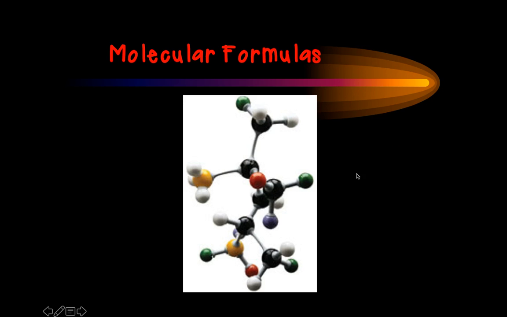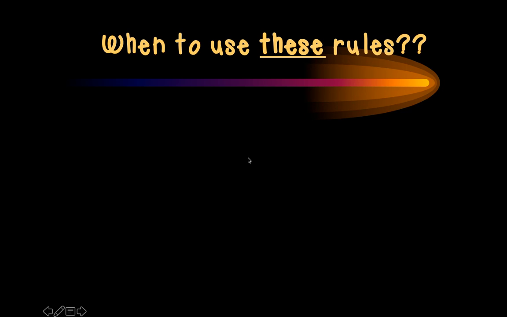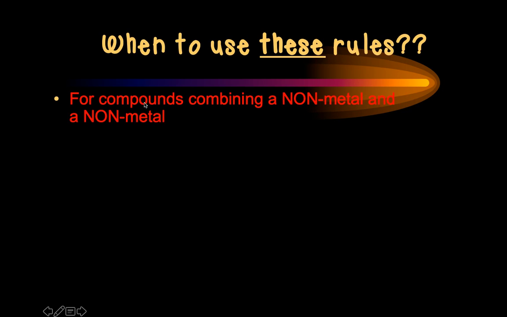All right. So the next part of our notes is, well, what if it's not an ionic compound or an ionic formula? What if it's a molecular formula? What if there's covalent bonding happening? So that's what this picture is showing. These would be covalent bonds instead of ionic bonds. So when do we use these new sets of rules? Here's when we use them.